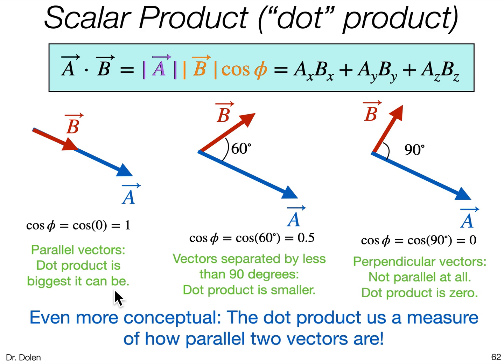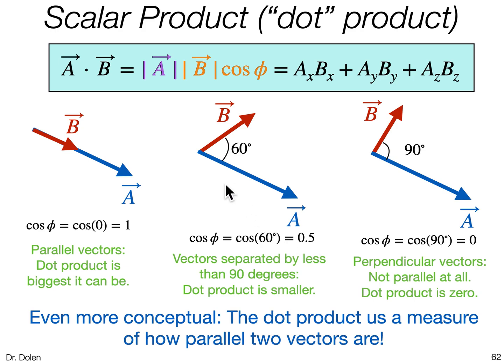Okay, let's check a different example. Let's say a and b are separated by 60 degrees. Right? I still take the magnitude of a multiplied by the magnitude of b, but this time I take cosine of the angle between them. I do cosine of 60 degrees, and that's equal to 1/2, or 0.5.